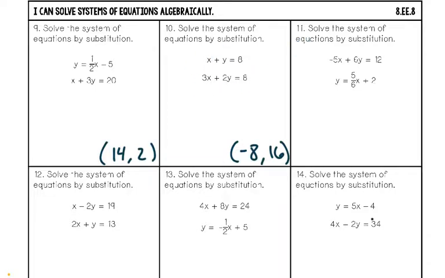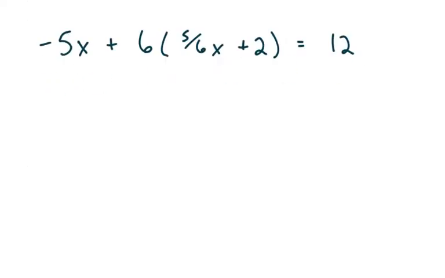Let's look at number 11. It says solve the system of equations by substitution. I know that y equals 5/6x plus 2. I'm going to plug that in for the y in the first equation. When I do that, this is my equation. Now I know I need to start by distributing that 6 to each of these terms on the inside. I got 5x plus 12 after I did that, and I'm going to bring everything else down.